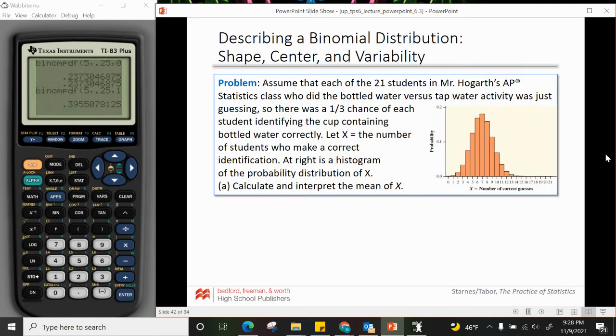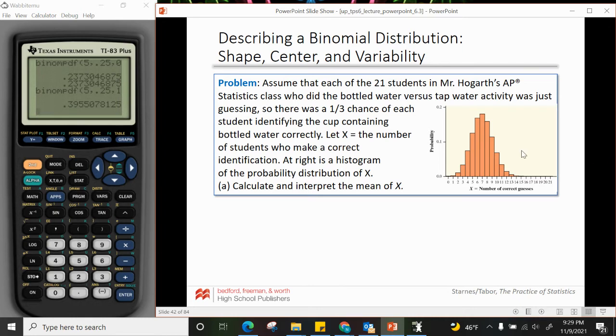So here's another situation. Assume that each of 21 students in Mr. Hawthorne's AP statistics class who did the bottled water versus tap water activity was just guessing. So there was a 1/3 chance of each student identifying the cup containing bottled water correctly. Let x equal the number of students who make a correct identification. At right is a histogram of the probability distribution of x.